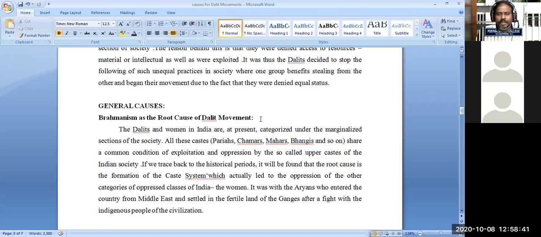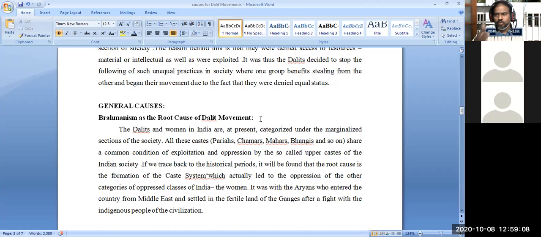So here, when you see how Brahmanism is the root cause: from the Vedic age onwards, you are well aware that Brahmanism is supreme, and Brahmanism is a superior structure which decides the things that are followed by the various sections in society.